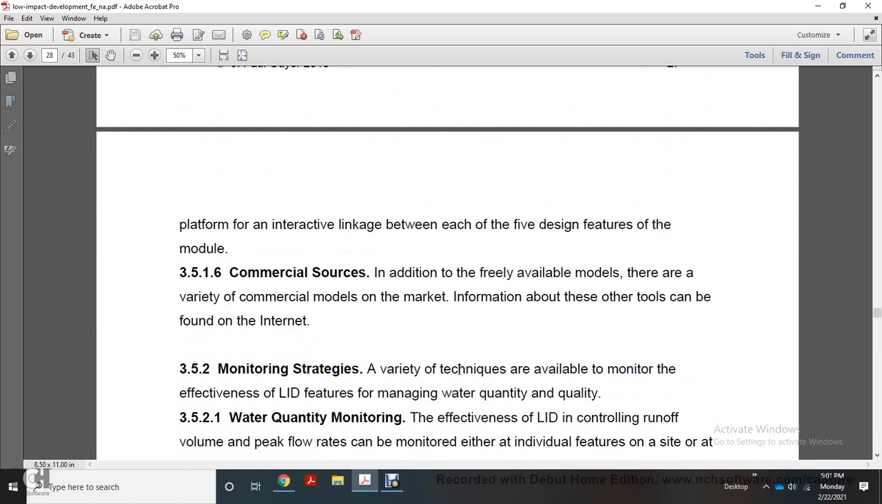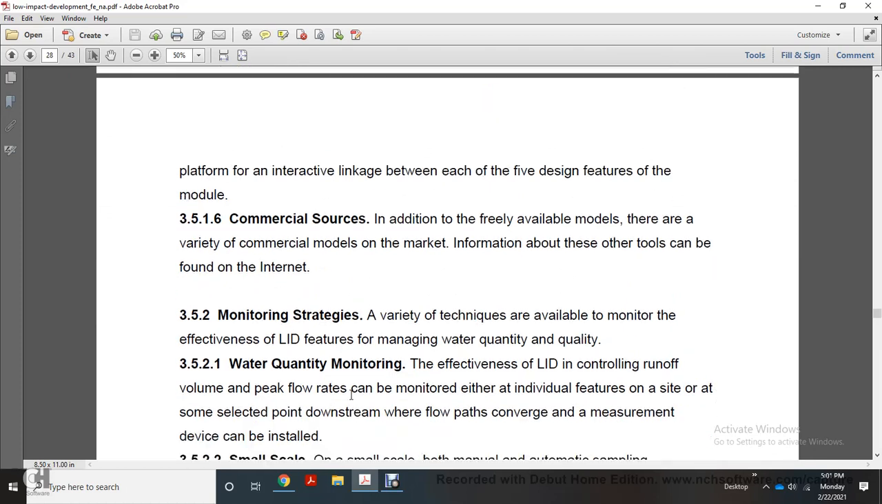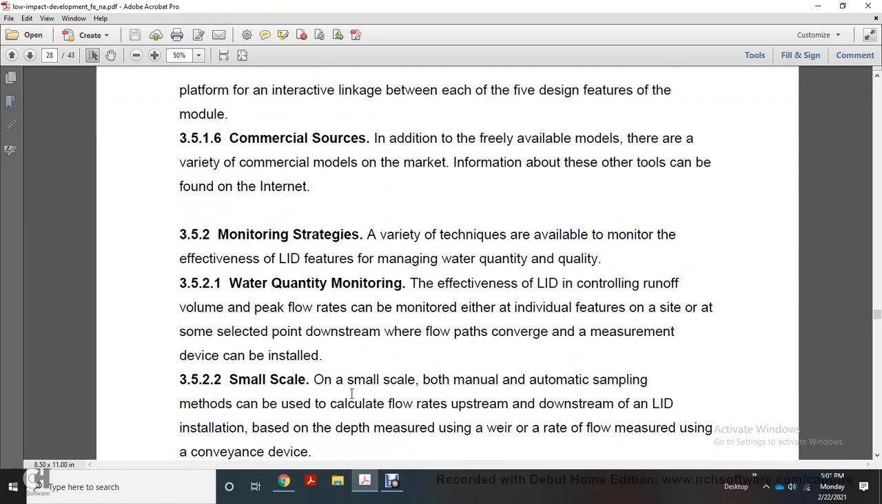Variety techniques are available on the monitoring effectiveness of the low impact development features of managing water quality and quantity. Water quantity monitoring of effective low impact development controls runoff volume and peak flow rates. These can be monitored either with an individual feature on site or at some selected point downstream where flow paths converge, and a measuring device can be installed.